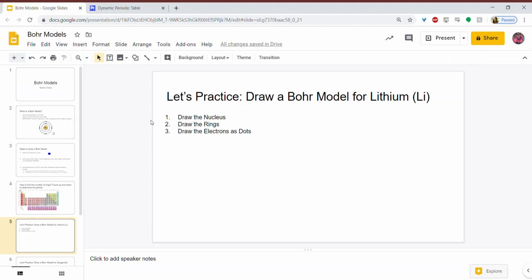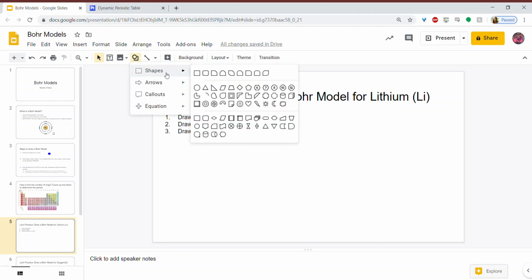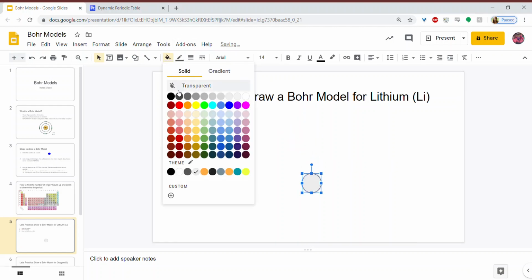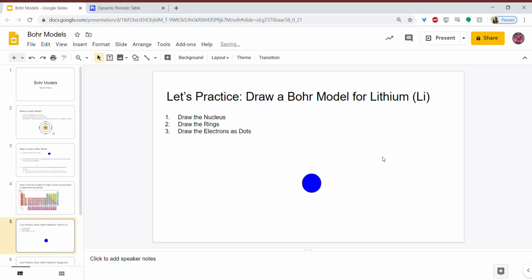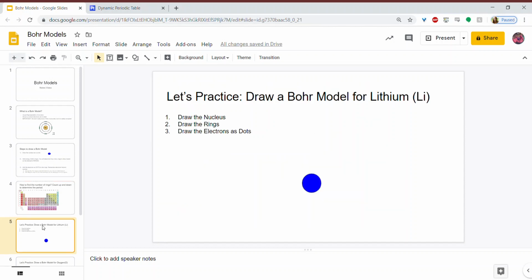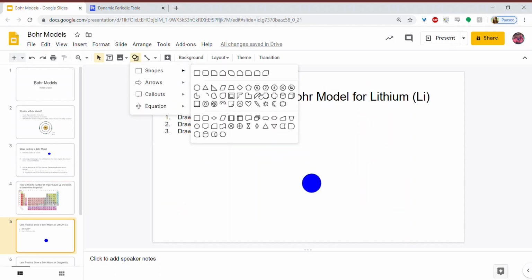So, draw the nucleus. Remember, that's just a circle. So, there's my circle. I'll make it blue. Why not? All right, draw the rings. How do I determine how many rings there are? Well, I need to figure out the period. So I go back, I look for lithium on the periodic table. It's right here. I see that lithium is in not the first period, but the second period. So I would add 2 rings.